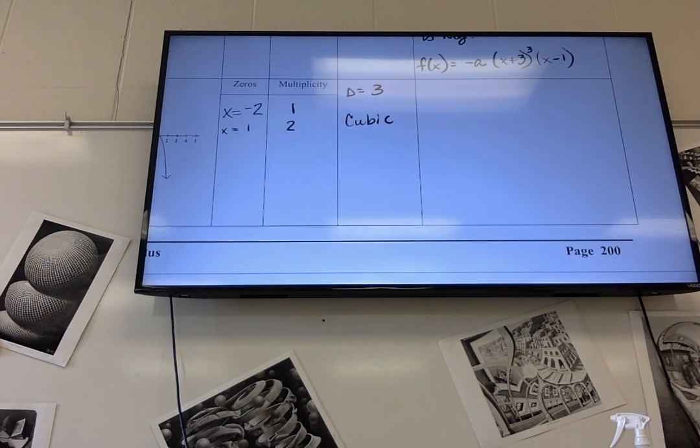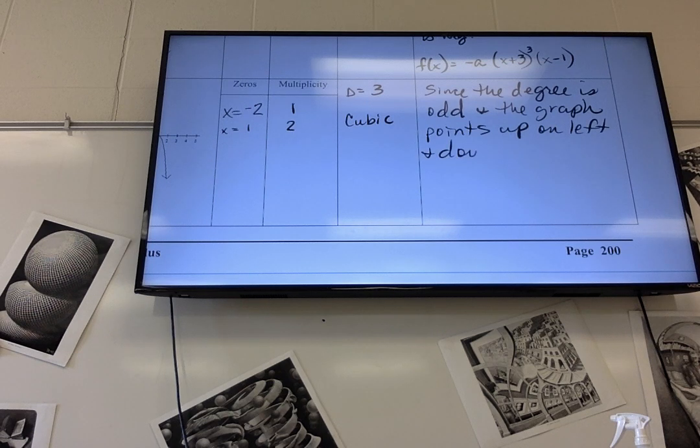So we can say, since the degree is odd, and the graph points up on the left and down on the right, the leading coefficient is negative.